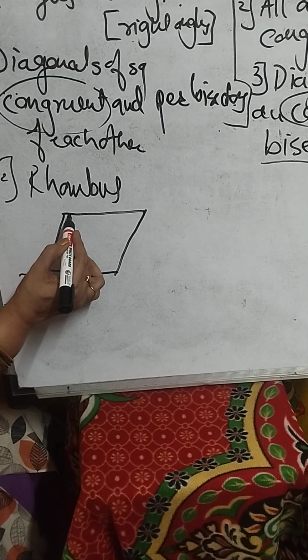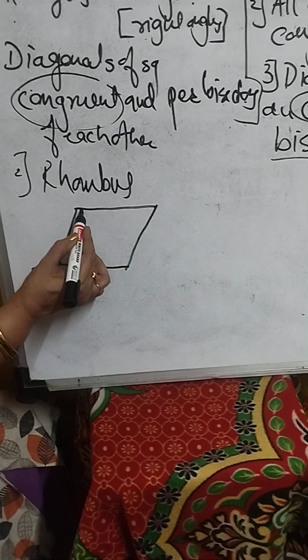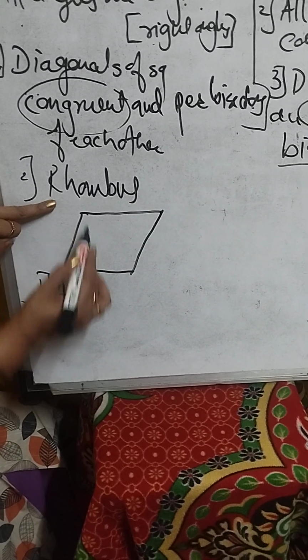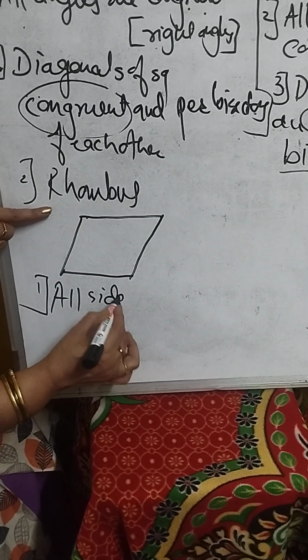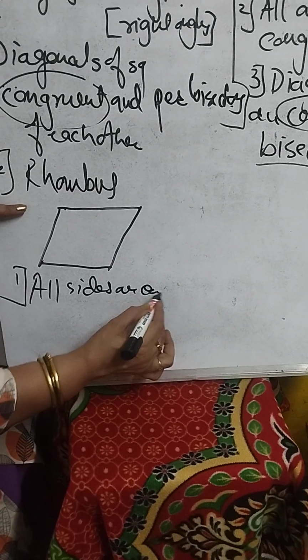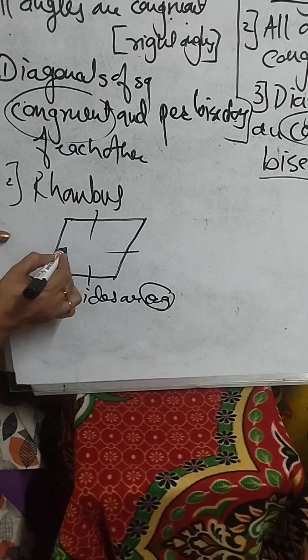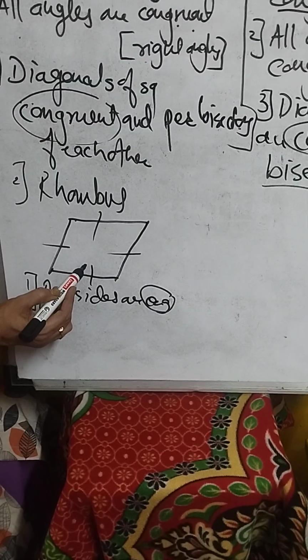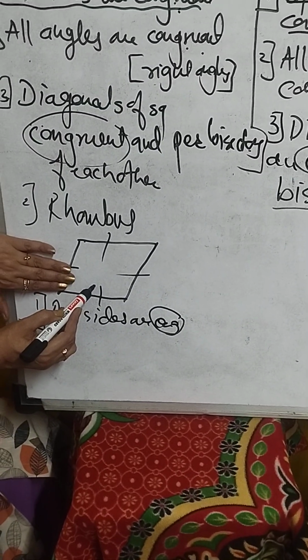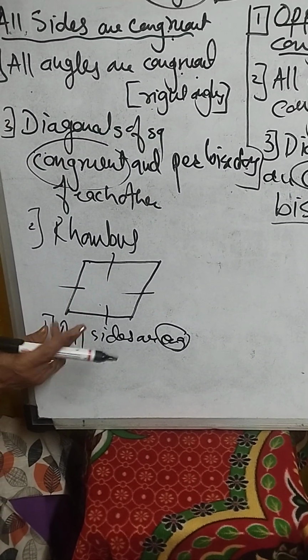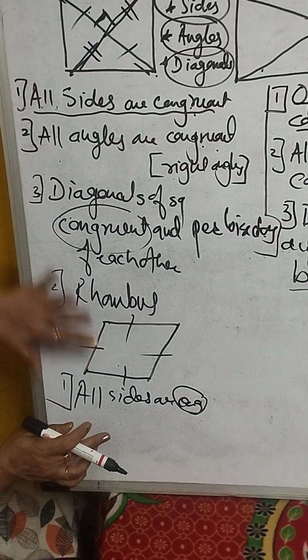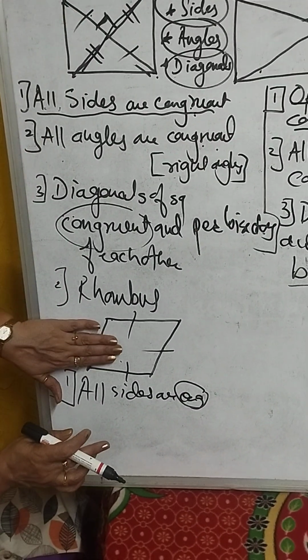About rhombus, what is the similarity? In a square all sides are congruent. In a rhombus all sides are congruent. What is the similarity in square and rhombus? So below, square and rhombus is written. You should remember, in square and rhombus, all sides are congruent.